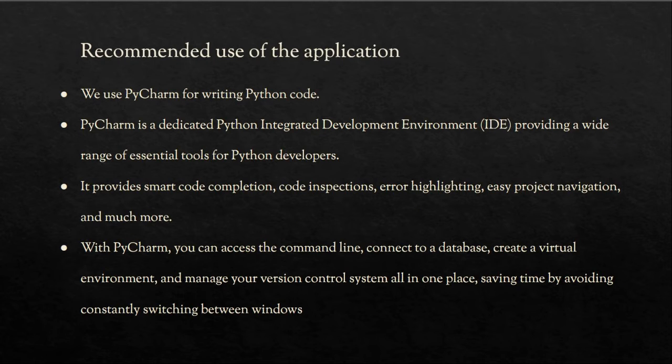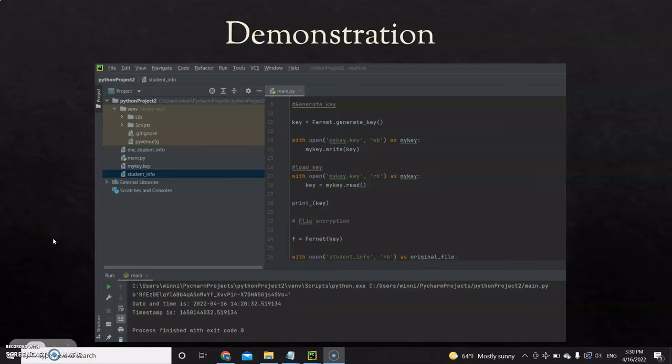In regards to the recommended use of the application, consider the following points. PyCharm was used to write the code in the Python programming language. PyCharm is a popular integrated development environment for Python that provides a wealth of tools that can benefit Python developers. Some of the features of PyCharm include smart code completion, code inspection, and dynamic highlighting of errors, just to name a few. PyCharm also enables command line access, database connectivity, virtual environment creation, and version control management within a given system. Now I'm going to show you how I use PyCharm to timestamp an encrypted file.